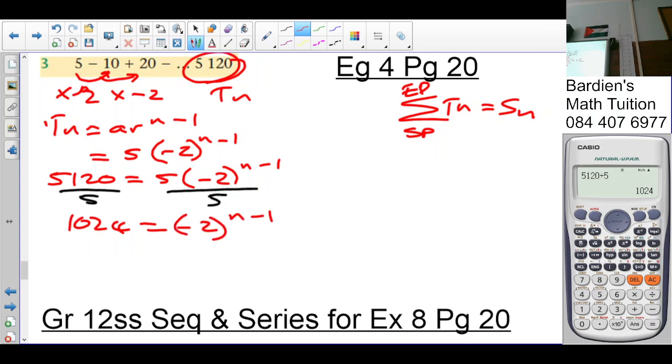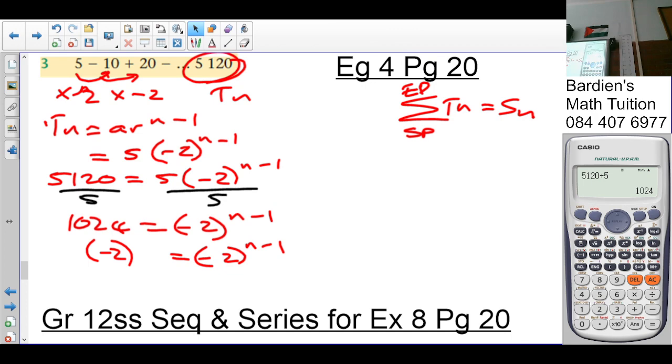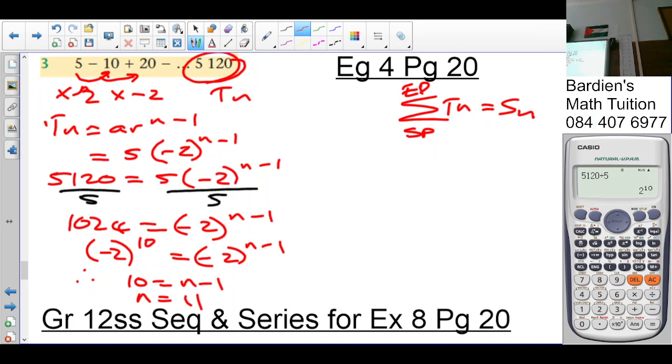As you can see, the base should be the same, so of course that has to be negative 2 to some exponent. However, that exponent has to be even, as 1024 is a positive number. So we factorize it as 2 to the 10. Yes, the exponent is even. Therefore 10 is equal to n minus 1, so n is equal to 11, which means there are 11 terms in the sequence.